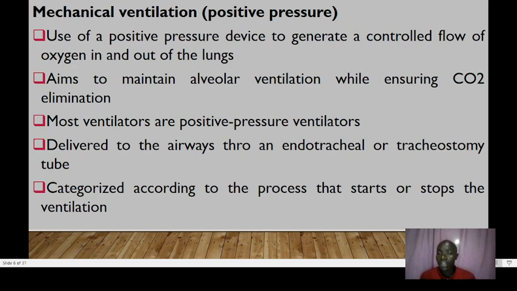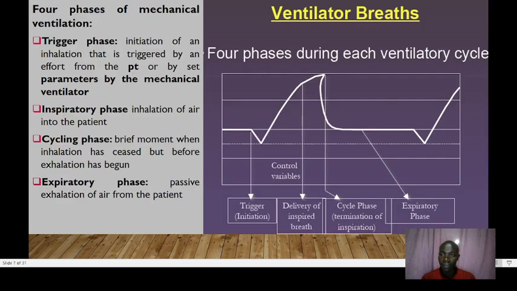So mechanical ventilation, or simply positive pressure, means we are going to use a positive pressure device to generate a controlled flow of oxygen into and out of the lungs. The aim is just to maintain alveolar ventilation while ensuring carbon dioxide elimination. Most ventilators you find are positive pressure ventilators. Air is delivered to the airways through an endotracheal tube or tracheostomy tube, and it can be categorized according to the process that starts or stops the ventilation.